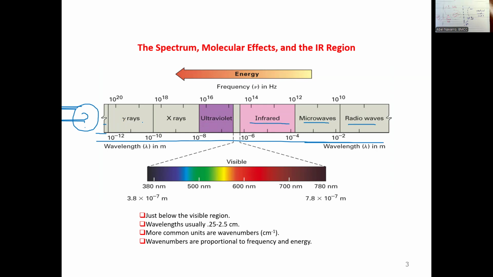Ultraviolet, X-rays, and gamma rays. The one that we will use for NMR will be radio waves. But right now we're focusing on infrared. Infrared spectroscopy uses that particular light, and you can see that it has less energy, after visible light. So that one is the wavelength for infrared light.